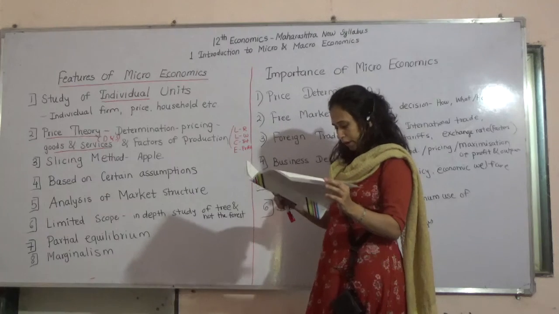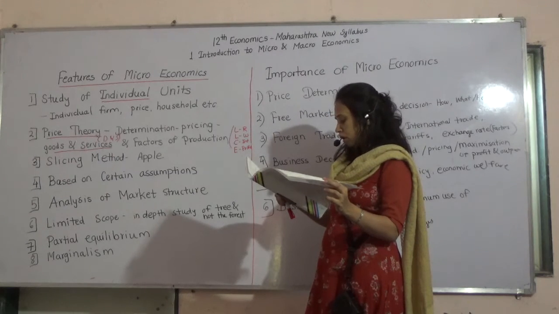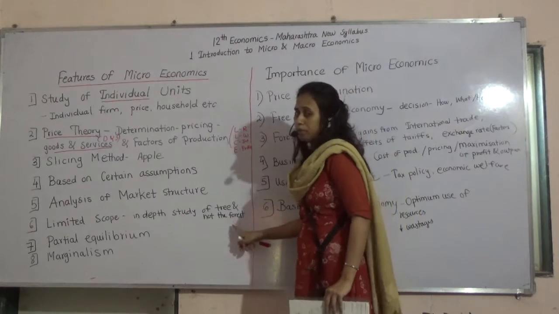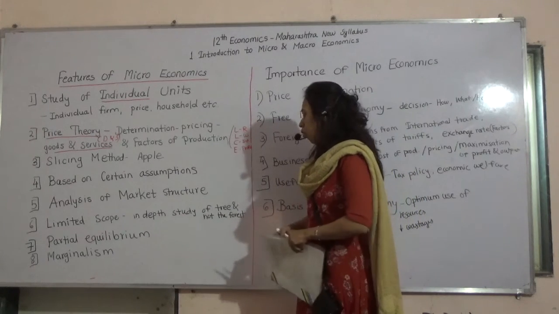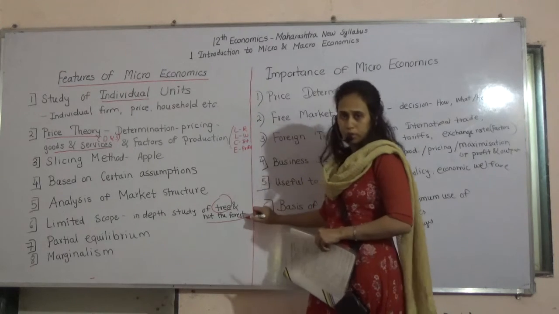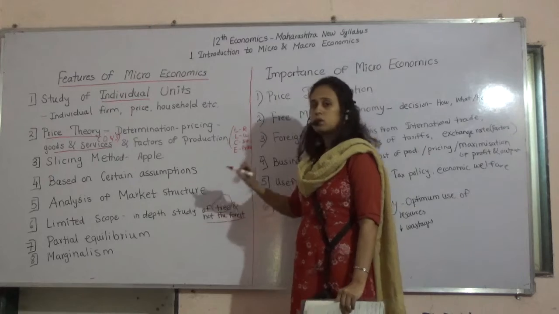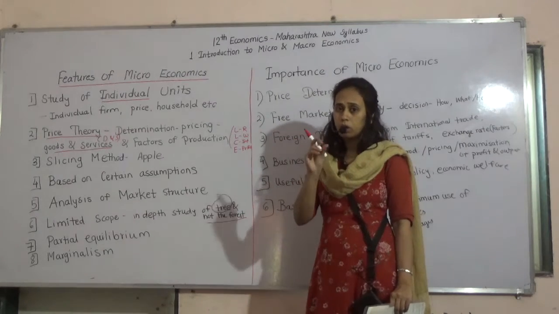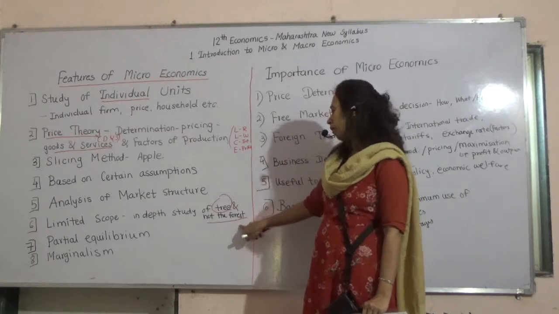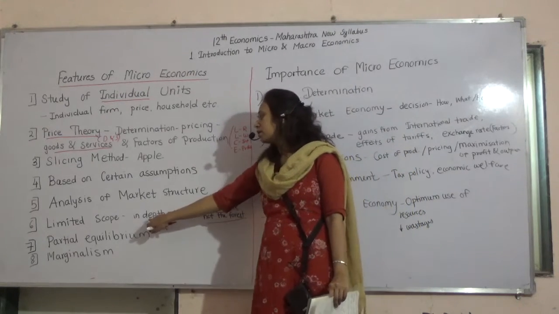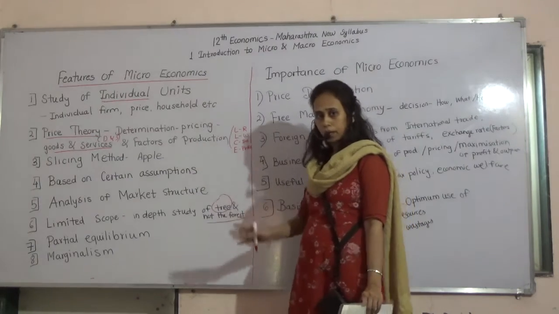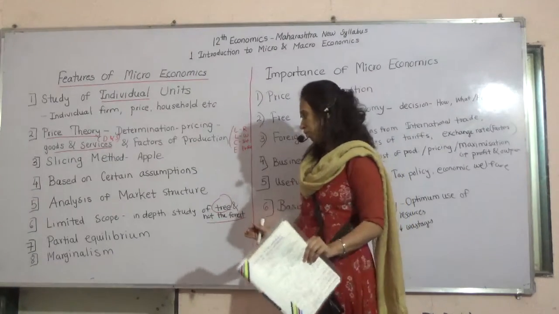Next is limited scope. It relates to the in-depth study of tree and not the study of the whole forest. Remember this. We are considering only tree and not the forest, because we are focusing on individual particular term, and when we talk about forest, then it comes under macroeconomy. So it has limited scope. If you compare it with macroeconomics, microeconomics has limited scope.